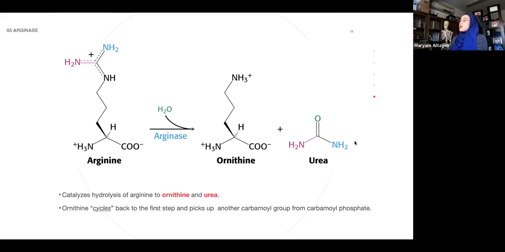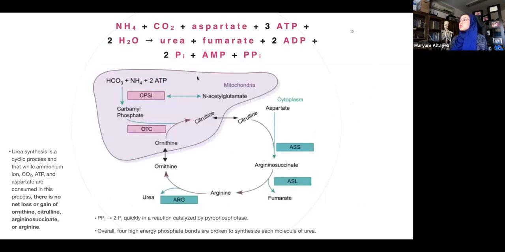And you can see that this urea has 2 nitrogens, right? 2 ammonium molecules. And so this ornithine is going to cycle back into the first step, pick up another carbonyl group from carbamoyl phosphate, and then go to create citrulline, etc. etc. So this is now going to translocate back into the mitochondria. And those are our 5 steps. So let's look at it again. Remember we started with bicarb, NH4, and 2 ATP for the first step, by the enzyme in the CO mnemonic, carbamoyl phosphate synthetase 1. It's important, okay?